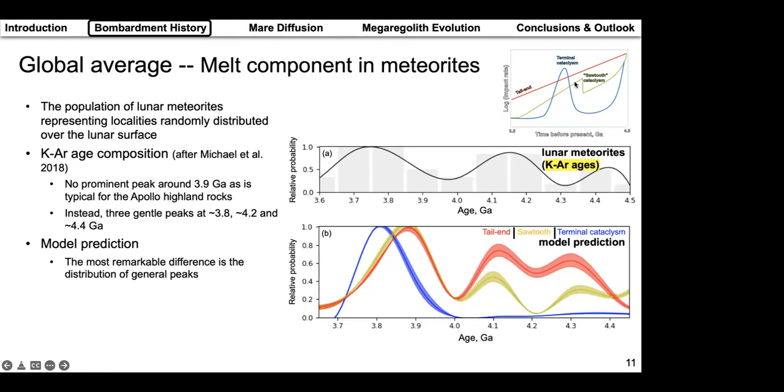So I input these different impact fluxes into my models, which result in different surface average compositions over the surface. Then I compare with meteorites, the actual data that we got. We can see that the terminal cataclysm, the blue curve, shows only one sharp peak here. This is obviously not consistent with the meteorites. But for the other two, tail end and sawtooth, both have comparable pictures of these melt compositions.